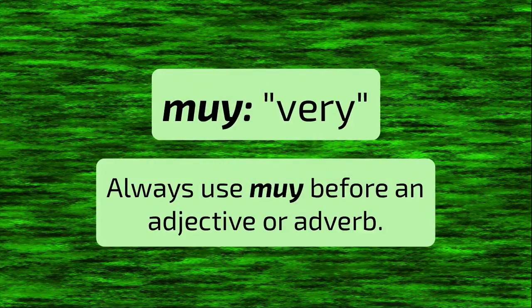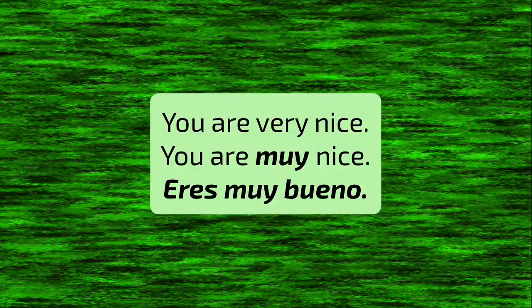Muy. Okay, so you can't actually use the word very by itself. Something is usually very tall, very strange, very nice, and so on. So here it's being used before an adjective. You are very nice. This would be, you are muy nice. Or entirely in Spanish, eres muy bueno. An example of using muy before an adverb would be muy bien, or very well. This is actually one of the most common two-word combinations in Spanish. You'll hear this everywhere. Sometimes it's almost strange to use the adverb bien without muy before it.